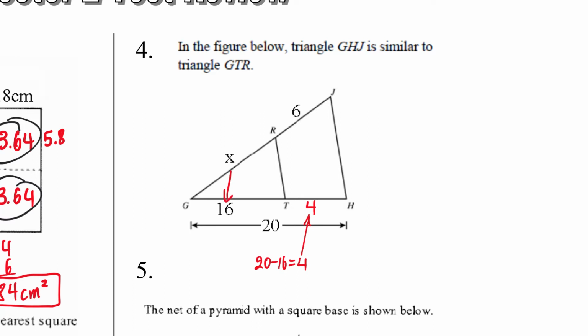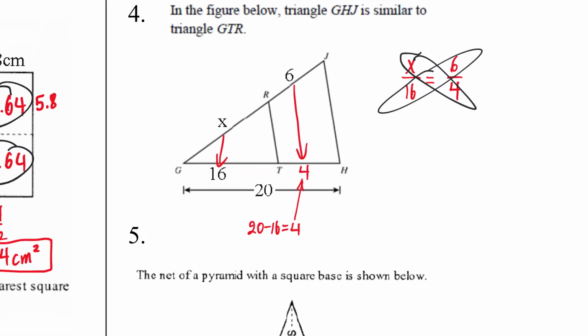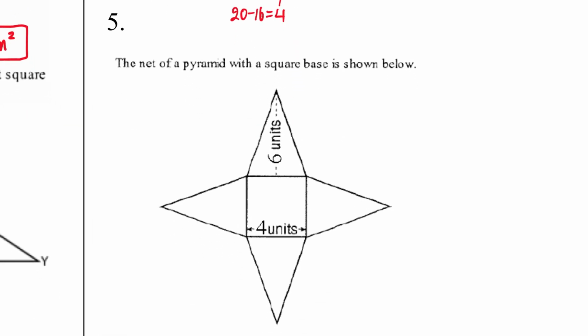So now I'm going to set up a proportion like we did a second ago. I'm going to say x is to 16 as 6 is to 4. And then you're going to do the same thing. You're going to cross multiply and solve for x. All right. I'm going to let you work that one out.